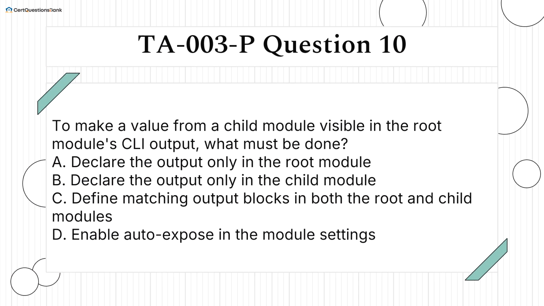To make a value from a child module visible in the root module's CLI output, what must be done? A. Declare the output only in the root module. B. Declare the output only in the child module. C. Define matching output blocks in both the root and child modules. D. Enable auto-expose in the module settings.